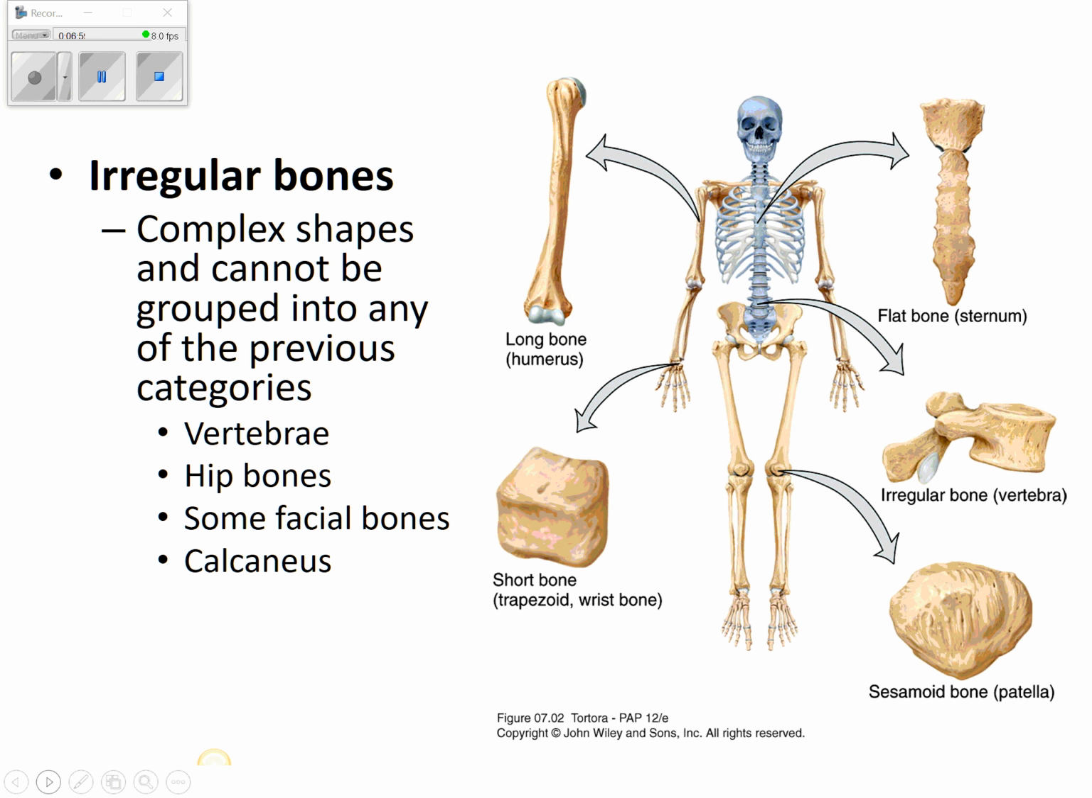Irregular bones are going to be complex shapes that cannot be grouped into any of the previous categories. Examples of those, because they have odd shapes, are your vertebrae. We've already looked at that one. This right here should not be hip bones, it should be sacrum. Some facial bones may be considered irregular bones. The calcaneus bone, your heel bone, as well. Your hyoid bone is an irregular bone. The coccyx is also another example of irregular bone. The zygomatic bone will be irregular. So those are some examples.